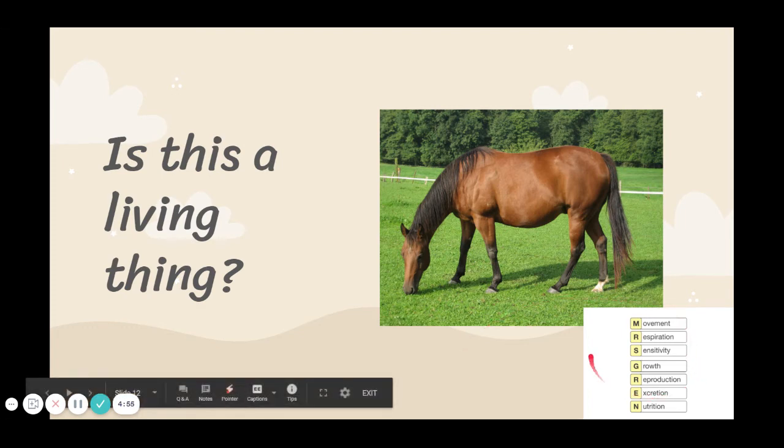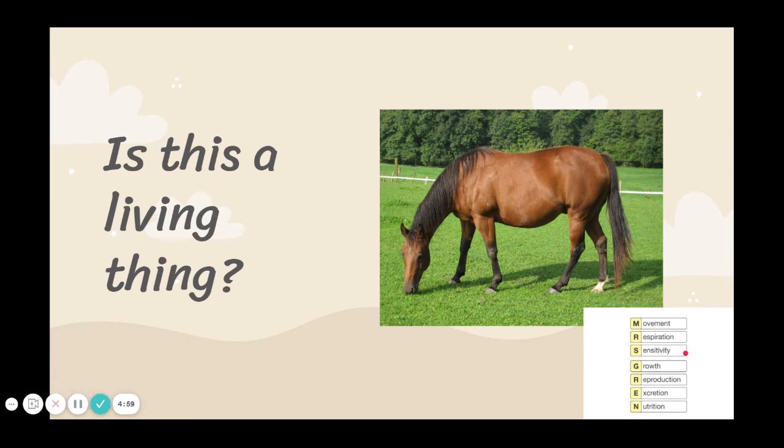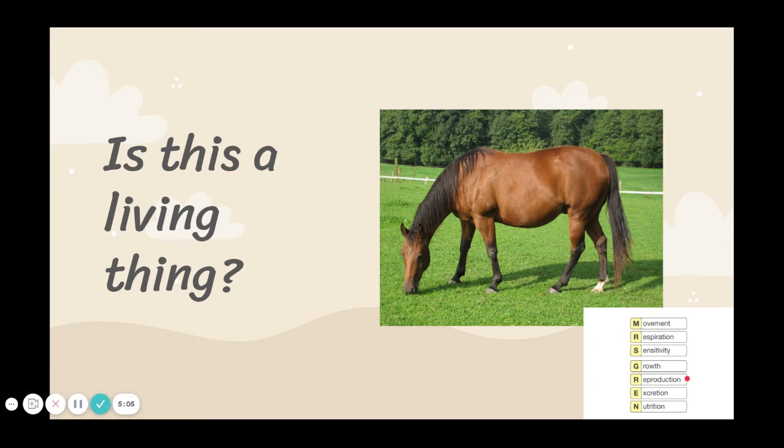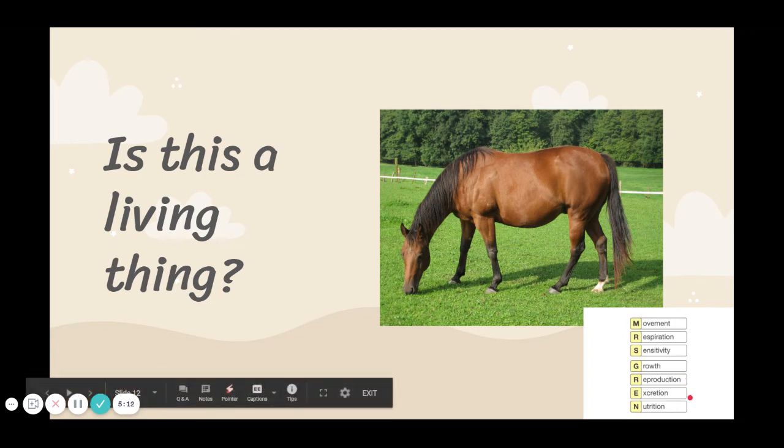It does all 7 of these things. A horse moves, breathes, reacts to the world around it. A horse grows. We know they start a lot smaller. They reproduce, they give birth to other horses. We know horses excrete, it can get quite smelly, can't it? And we know that horses eat, so that means it is a living thing.